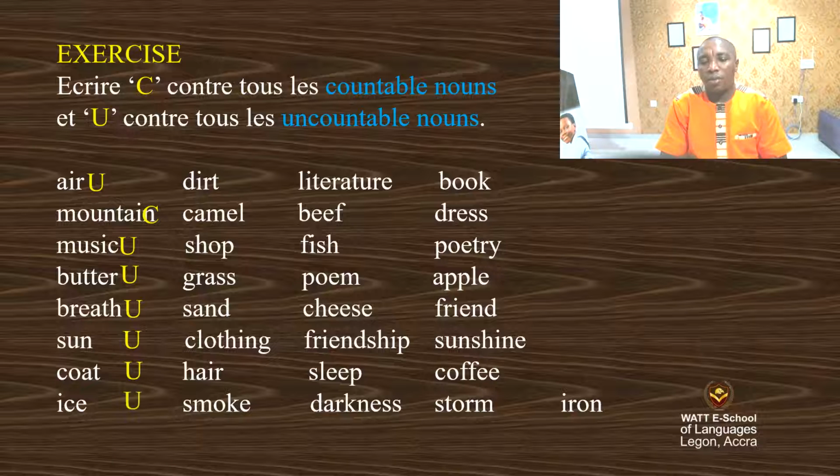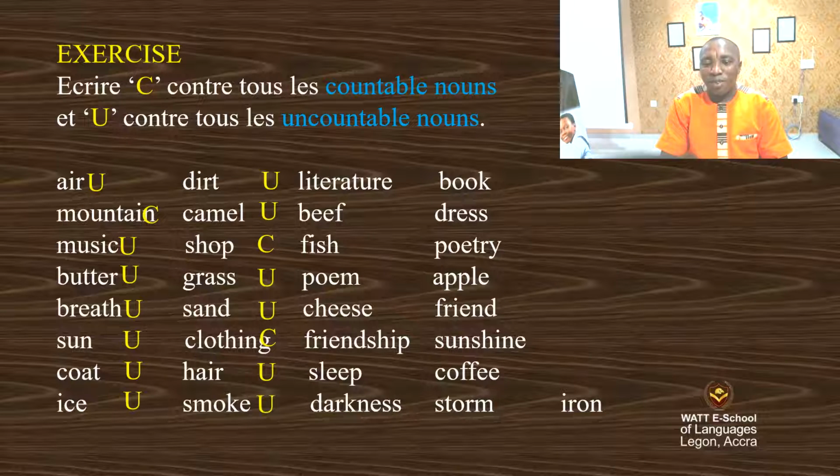Eyes. Eyes is countable. Death. Death is uncountable. Camel, countable. Shop is countable. Grass, uncountable. Sand is uncountable. Clothing, clothing is uncountable noun. Hair, hair is uncountable noun. Smoke, smoke is uncountable noun. Now literature, literature is uncountable noun. Beef, beef is uncountable noun.